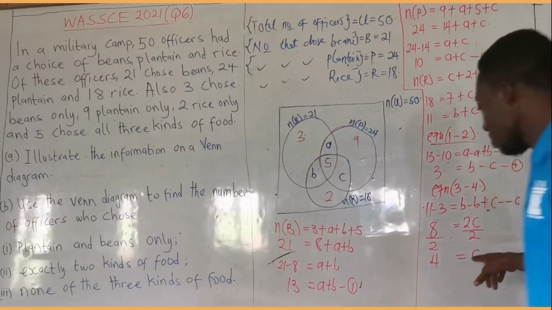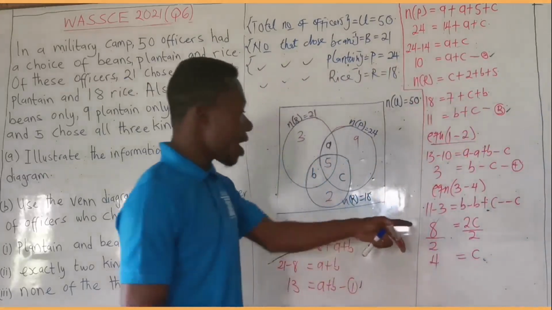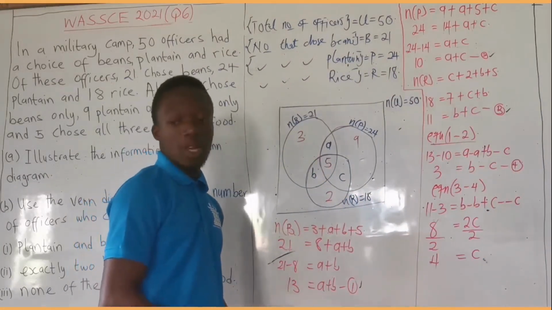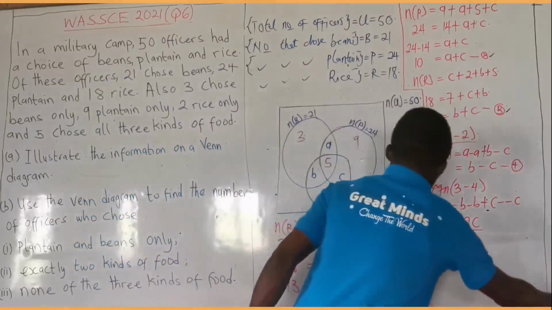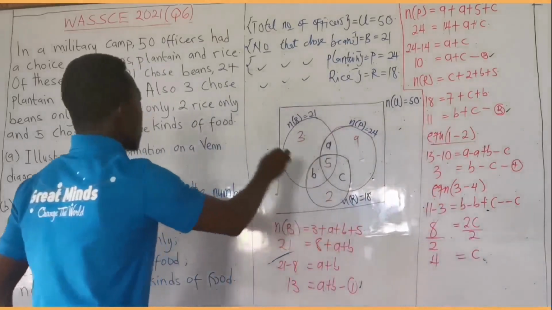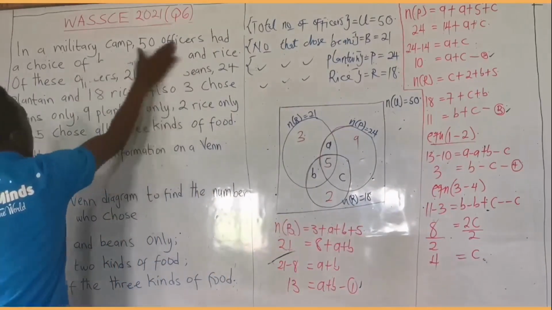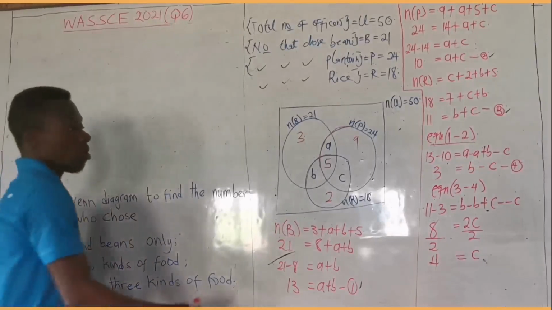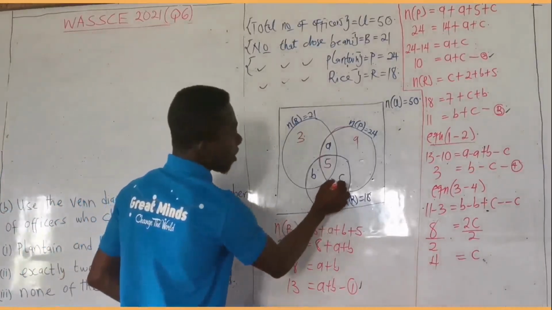So now, after finding the C, we can move on to deal with the rest. Let me clean this part so that we can continue with the A and C. Okay? So now I know the value of C to be 4. So I can have the 4 here.